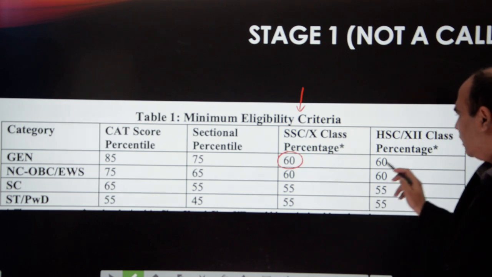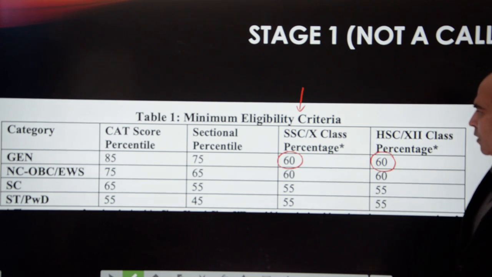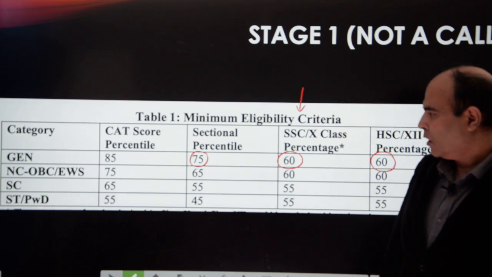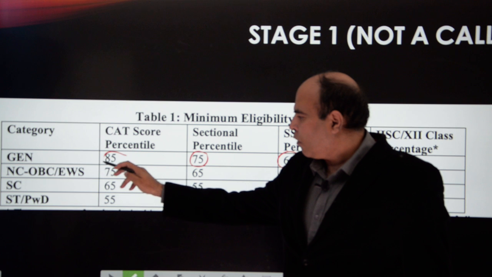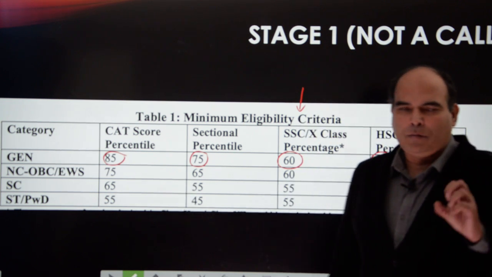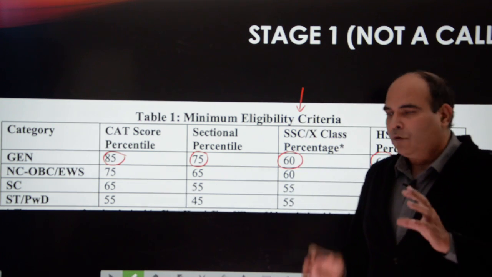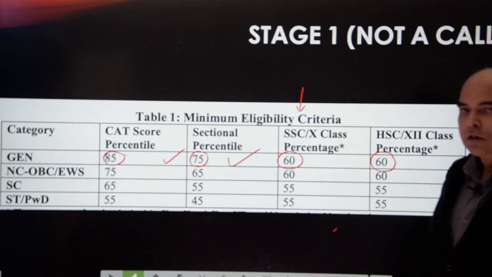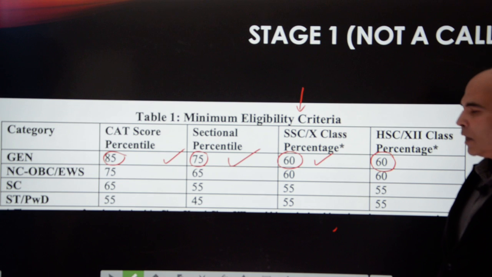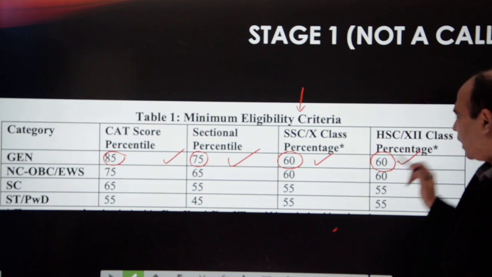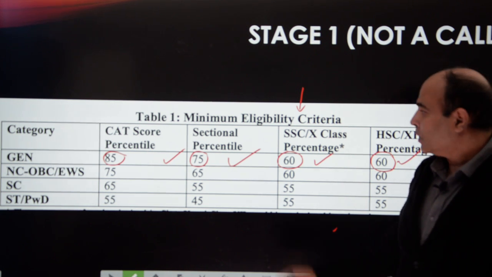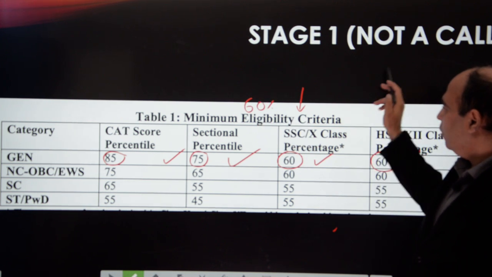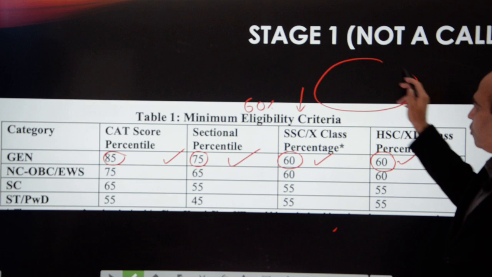Now, in the minimum eligibility criteria for other things, there is no change. 60% in class 10th, 60% in class 12th, a sectional percentile of 75 in each section, and an overall CAT percentile of 85. This is the minimum eligibility criteria. So if you have a tick on 75 in all sections, a tick on 60% in class 10th, a tick on 60% in class 12th, and a tick on 60% in graduation, you come into the candidate pool whom they will consider for a stage 2 call.